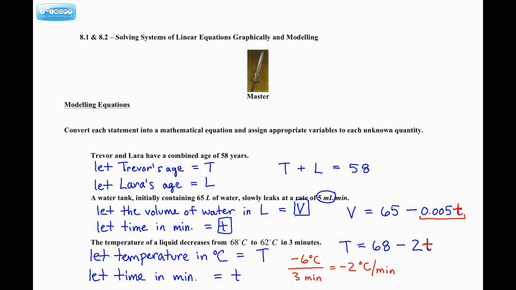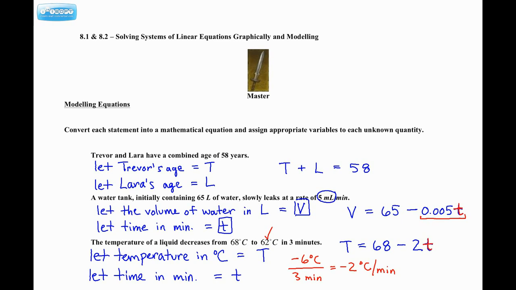Okay, and you can check this. Does it work? Okay, so after 3 minutes, this t would be 3. So 68 minus 2 times 3, that's 68 minus 6, which is 62. Okay, and that makes sense for what we have here. But you could use this to predict what the temperature would be after 4 minutes, or 5 minutes, 6 minutes, etc. So that one's a little bit trickier, but hopefully you get the idea. Practice makes perfect. All right, put some finishing touches here.